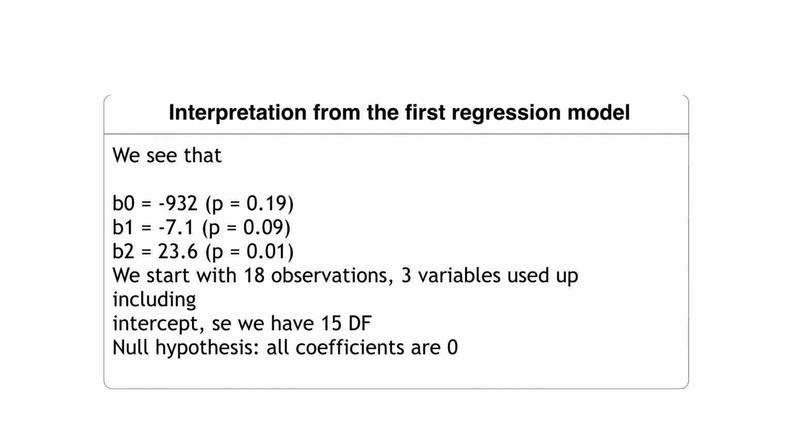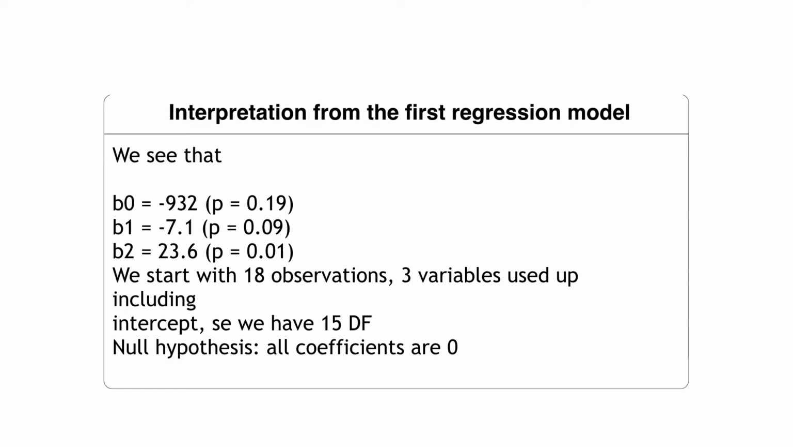So we started with 18 observations. We used up 3 variables, so now we've got 15 degrees of freedom. And in a null hypothesis, you might see that we have tested that all the coefficients are 0, which of course is not. So we could say that statistically, this model is significant.